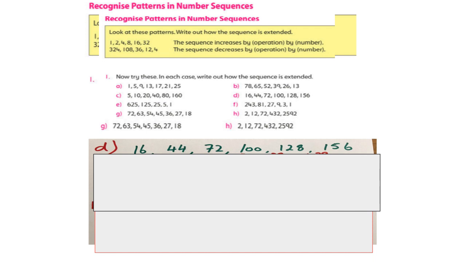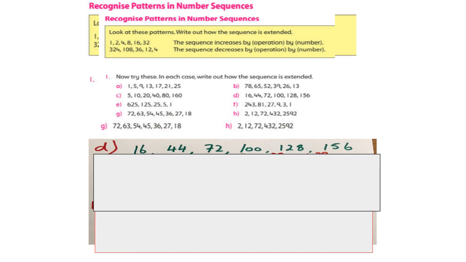So we look at D: 16 to 44 to 72 to 100 to 128 to 156. The numbers are increasing. They're not increasing by an awful lot, but they are increasing. So it's either going to be a multiplication sign or a plus sign. The trick for us, when they're not increasing an awful lot, is a sign that the operation is a plus and not a multiplication.